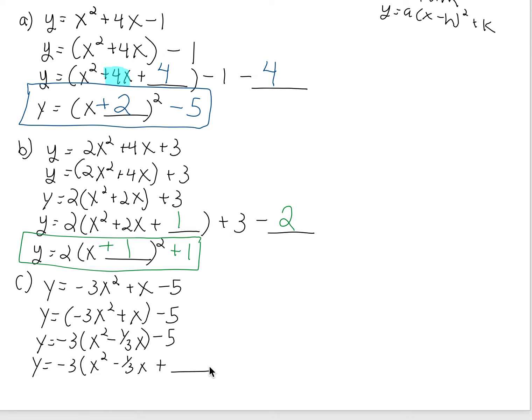I'm going to add something inside. That means I need to subtract something on the outside. And I'm going to make this bottom so it's something completely squared. So our procedure again is we take this b term, negative 1/3, and divide that by 2. So that gives me a negative 1/6.